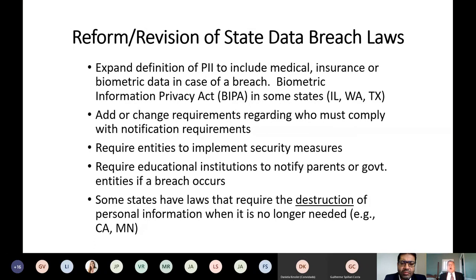Now, there are some states that have a specific Biometric Information Privacy Act, BIPA. Illinois is one of them, and Illinois actually has the toughest Biometric Information Privacy Act in the U.S. In fact, Facebook recently had to pay a $500 million fine because they were using images and tagging images without the consent of citizens of Illinois.